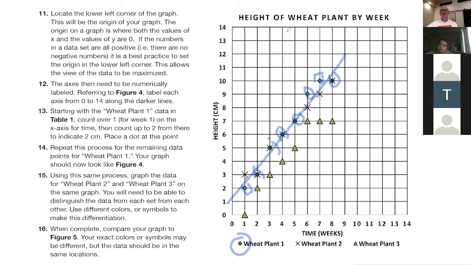You want to have some that are a little below the line and some that are a little above the line. If all the points are above the line, then move the line up. So this one goes through some of the points exactly. Some of them are a little below, some of them are a little above. I'd say that's a good fit.